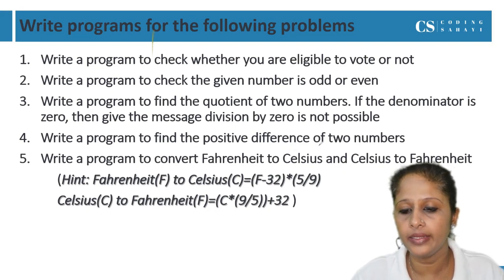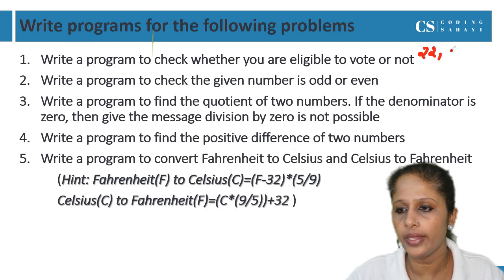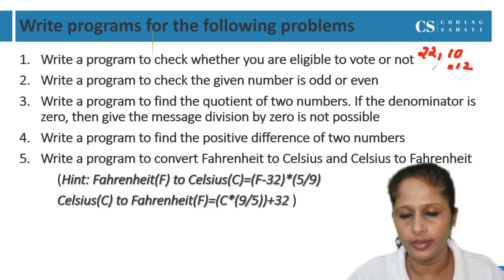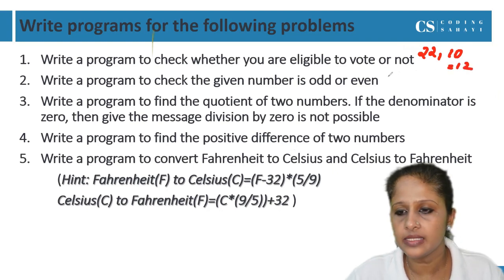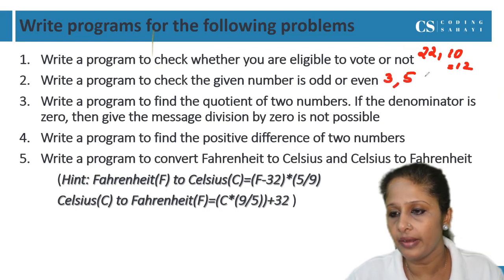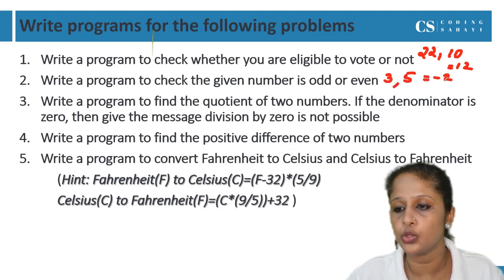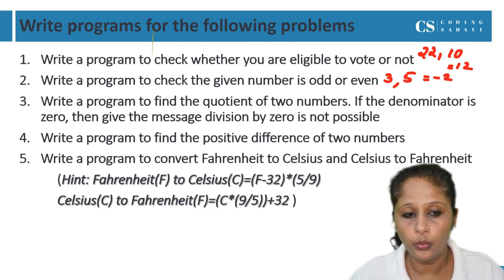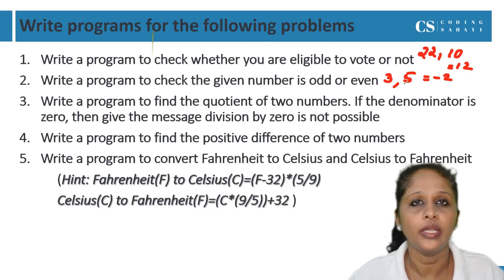See, if I am entering the numbers 22 and 10, no problem, it's giving a positive difference, that is 22 minus 10, you will get 12. Right, but in another case, if I am entering the numbers 3 and 5, when you are subtracting, you will get minus 2. So the question is you have to find out the positive difference of two numbers. So if you are entering 3 and 5, then it should do subtraction 5 minus 3.